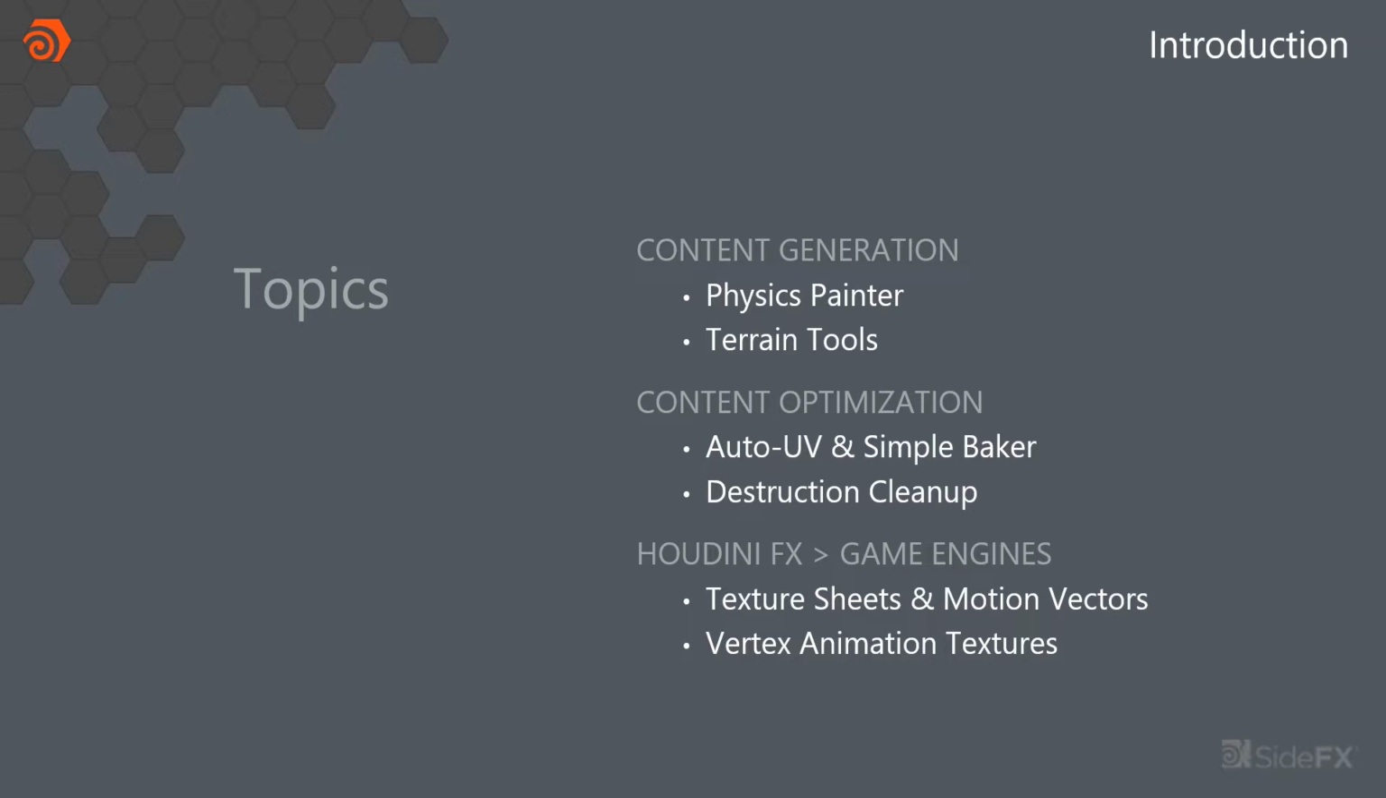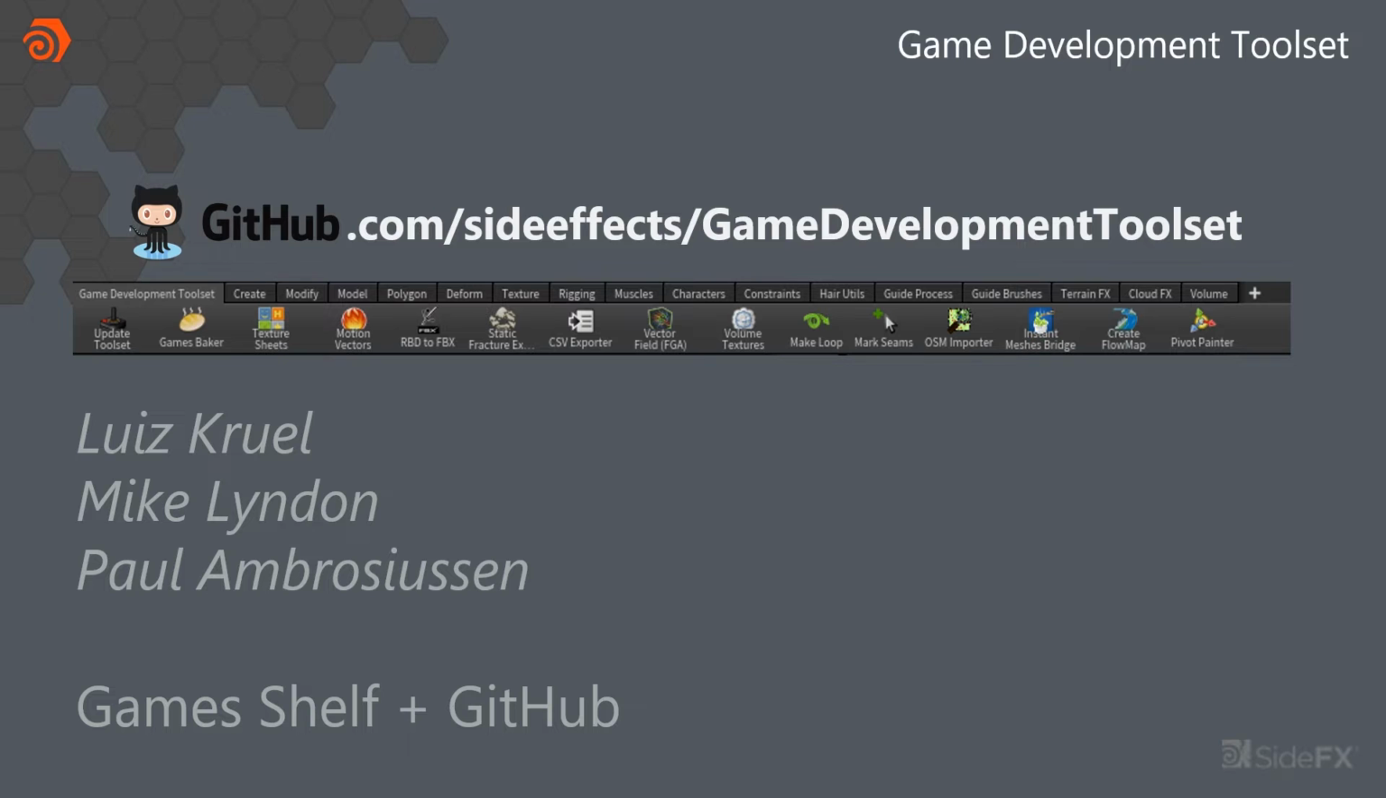So, about the game development toolset. The game development toolset is a series of tools designed to assist the workflow of mainly, but not exclusively, game developers. It contains shelves, digital assets, custom desktops, and scripts.